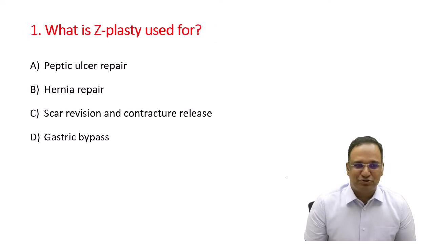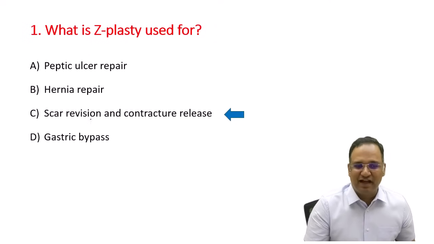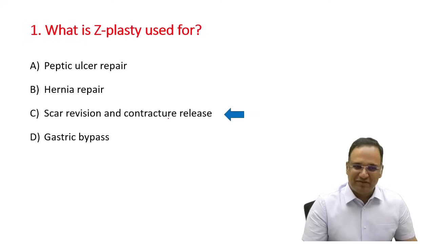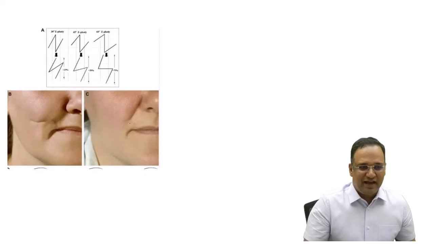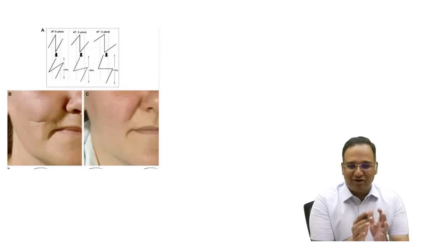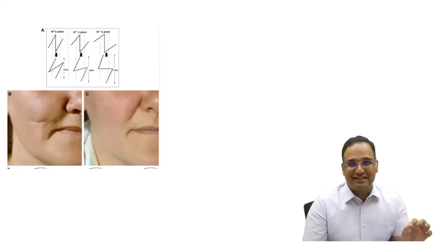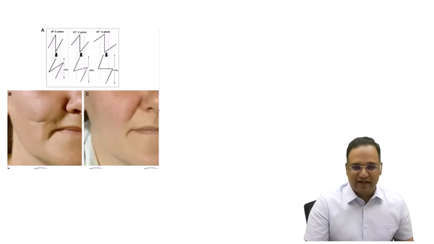What is Z-plasty used for? Z-plasty is classically used for scar revision and contracture release. It's one of the standard entrance exam questions. If there is a scar, you can modify it and minimize the scarring, and it's also cosmetically important. So in the exam, if they ask about Z-plasty, it is for scar correction.